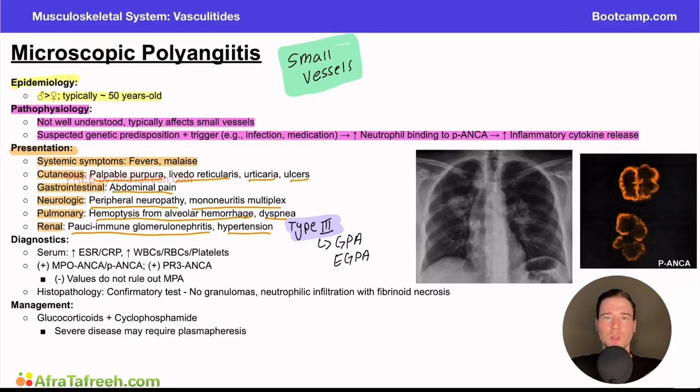Now, if we turn our attention to our diagnostics here, this is really important for this condition. We can have serum labs, which are going to show elevated inflammatory markers because, again, this is a vasculitis. Typically, there's elevated inflammation in the body. You can also see a leukocytosis, increased red cells, and platelets as well. This is also often considered to be an ANCA-positive condition, that you can get a positive MPO ANCA or P-ANCA in over 50% of the patients, and a positive PR3 ANCA in over 25% of patients.